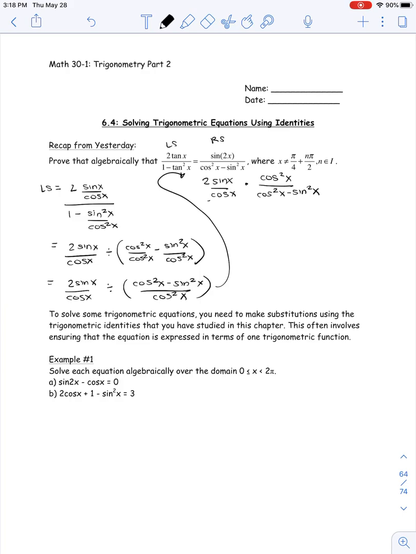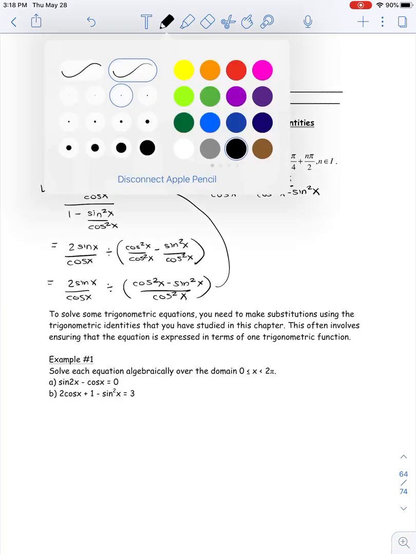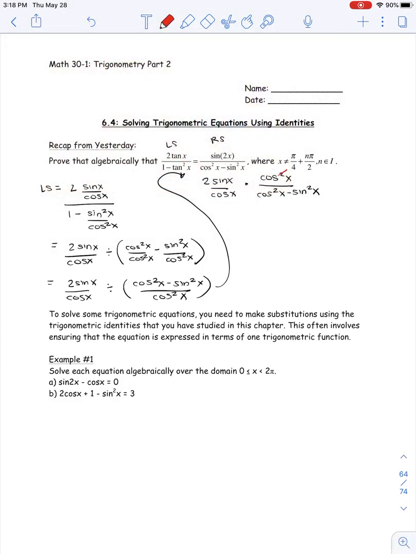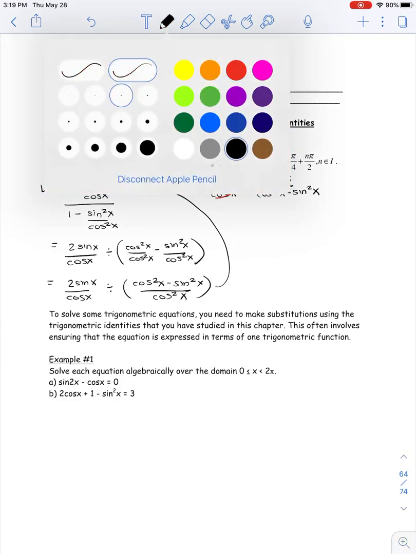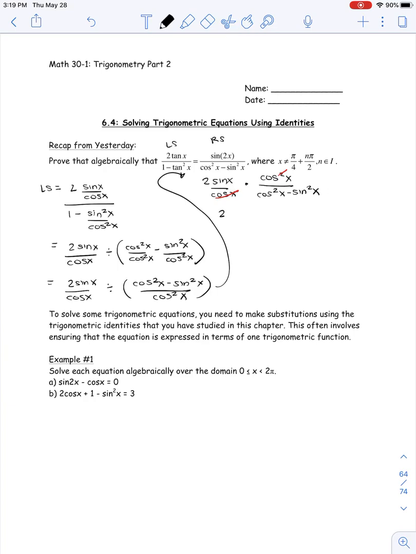So I can cross off a cos and a cos from the top. Cos from the bottom, cos at the top. I'll use red for that. So they cross each other off as factors, leaving me with 2 sine x cos x at the top over cos squared x minus sine squared x.